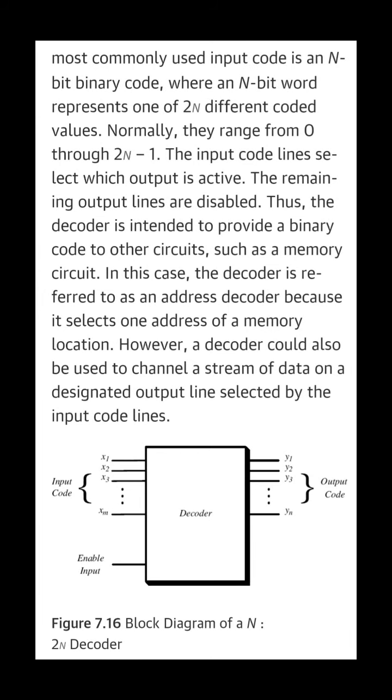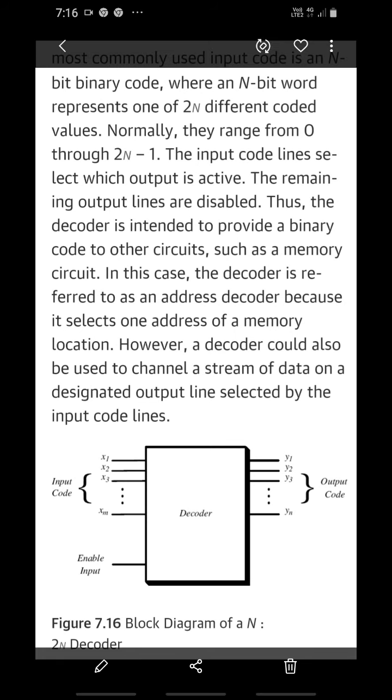The most commonly used input code is an n-bit binary code, where an n-bit word represents one of 2 power n different coded values. Normally, the range is from 0 through 2 power n minus 1. The input code lines select which output is active. The remaining output lines are disabled.